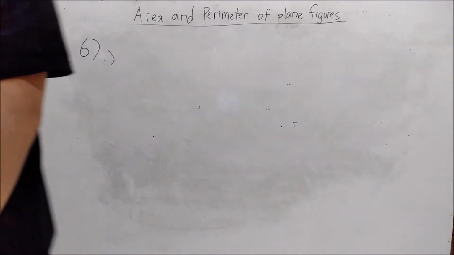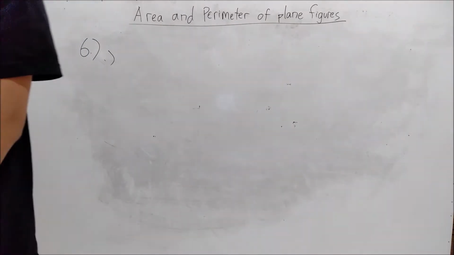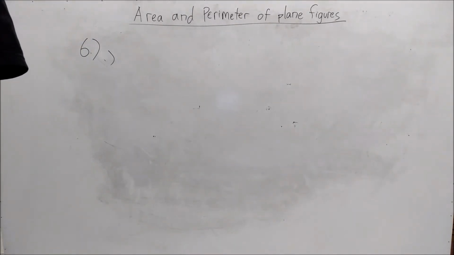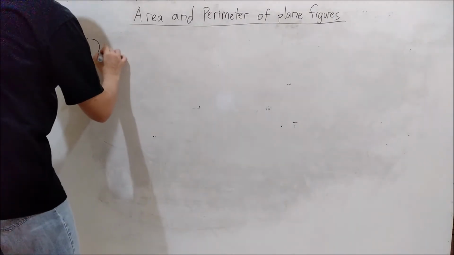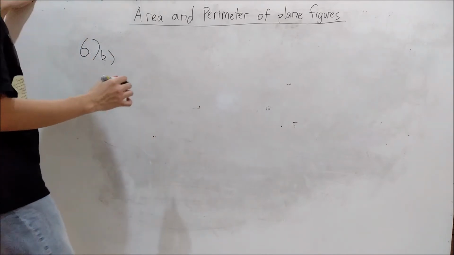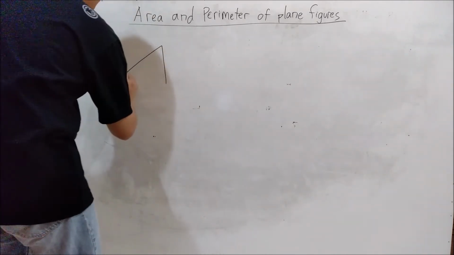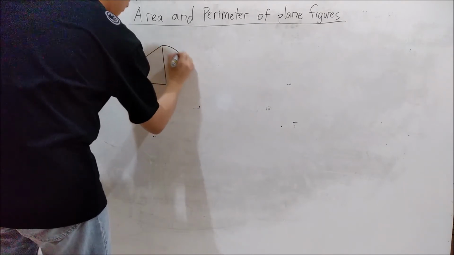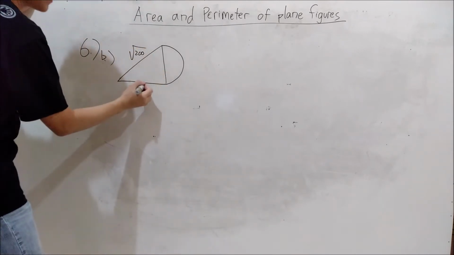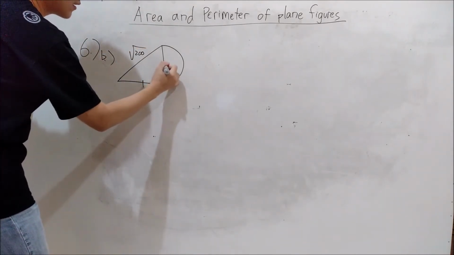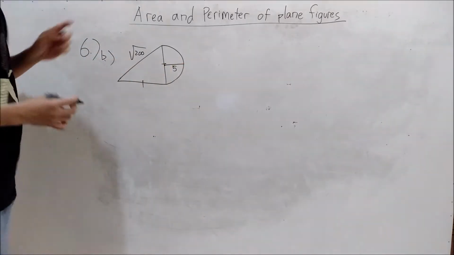Let's see our second figure. Here we have a triangle with the same base and height, and then we also have a semicircle with a radius of 5 centimeters. The longest side of the triangle is square root of 200. Okay, this one is interesting. B. So we have this square root of 200, and then the same base and height, plus a radius of 5 centimeters.